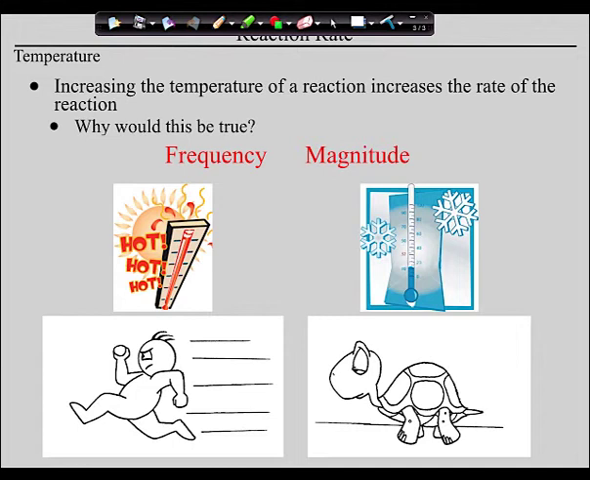Yes, right? If they're moving faster, they will collide harder, which is a question of what? Magnitude, and more often, which is a question of frequency.